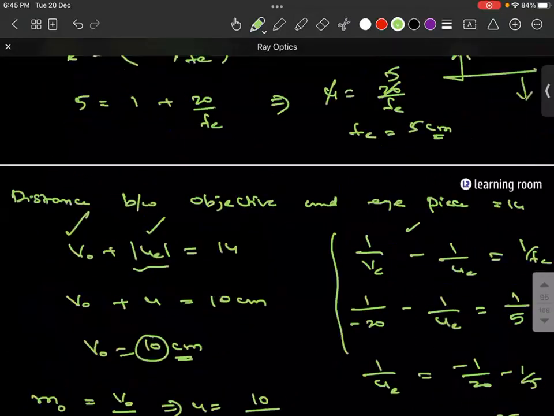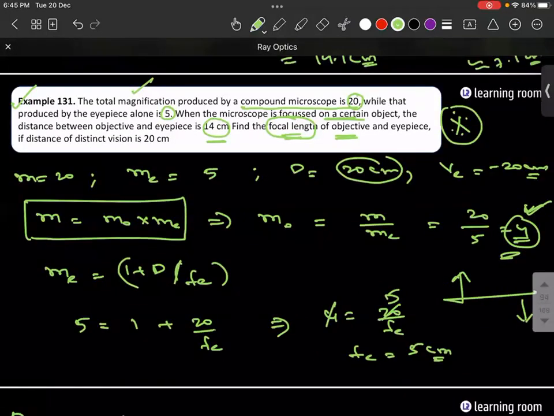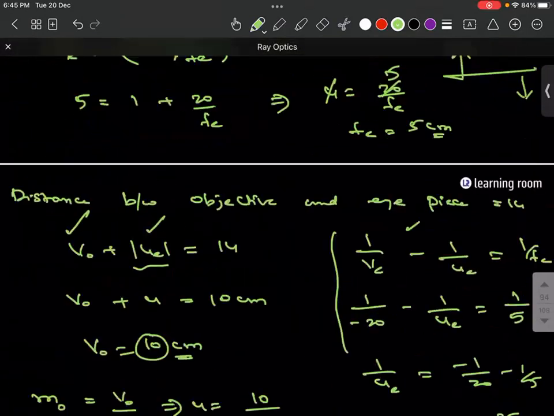So there are only two methods in which you can solve. One is if there is one unknown and magnification is given and you know where the image is formed, you want to find the unknown, that is a focal length, you can use the magnification formula. But if there are certain distances other than the focal length that are involved, then you need to use the lens formula and then proceed. Okay, that is the logic. Is it clear?